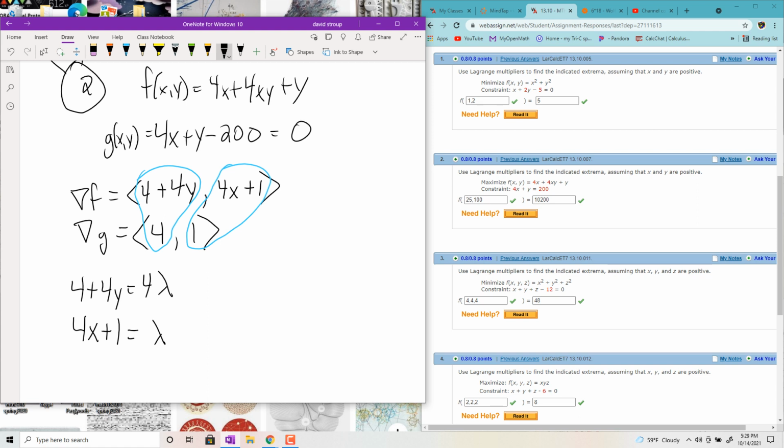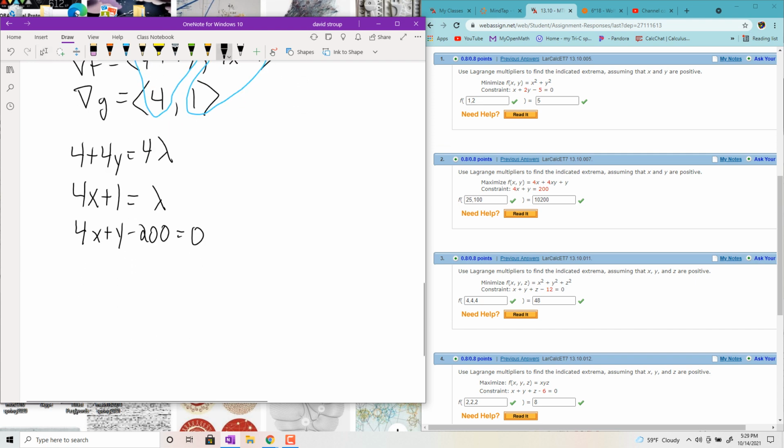The third equation just comes from the constraint equation, 4x plus y minus 200 equals 0. From this, you should be able to solve for all the variables. Depending on how ambitious you are, you can take this one that's solved for lambda and plug it into this one. So I'm doing a substitution method, and you get 4 plus 4y equals 4 times lambda, which is 4x plus 1.